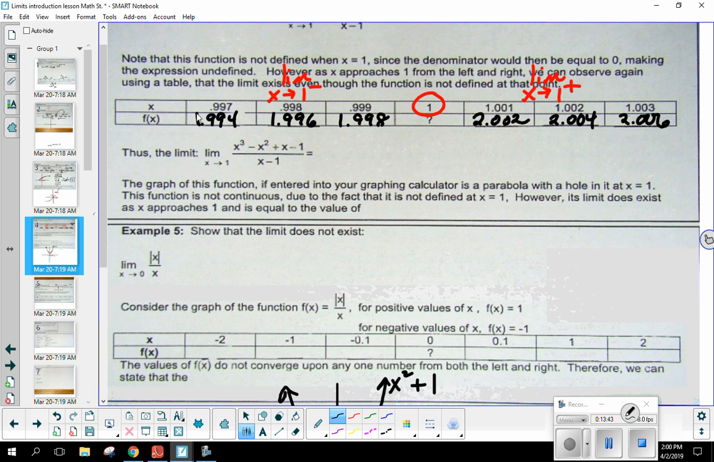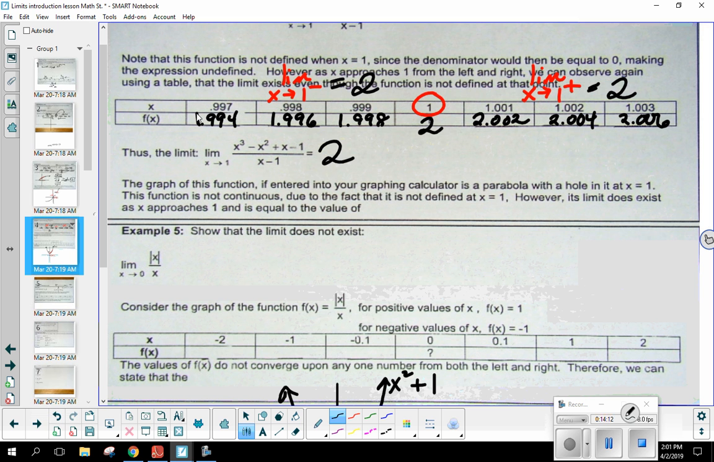Okay. So let's take a look. On the left side, if we approached 1 from the left, looks like it's approaching what? 2. Well, on the right side, as we approach 1 from the right, looks like it's approaching 2. So they are approaching the same number from both directions. So I would say the limit as we approach 1 is 2. So very important. Even if the function is not defined at a specific location, the limit can still exist.